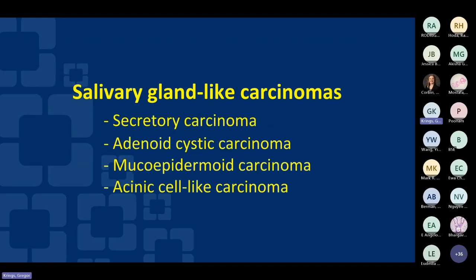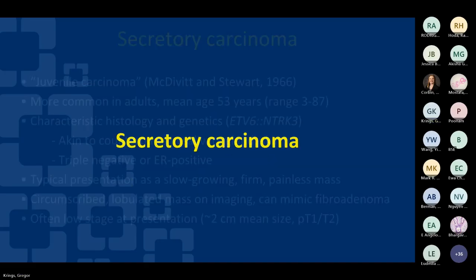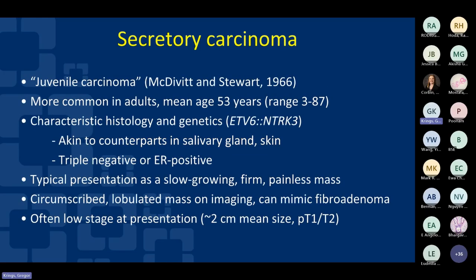So moving on then to salivary gland-like carcinomas. Secretory carcinoma was first described in detail by McDivitt and Stewart in 1966, and they termed these tumors juvenile carcinomas as they were identified in children, but we now know that these tumors, in fact, are more common in adults with a mean age of 53 years. And like secretory carcinomas in the salivary gland and other sites like the skin, they have a very characteristic histology and a similar genetic underpinning, being that of an ETV6 and NTRK3 fusion that is typical for these carcinomas.